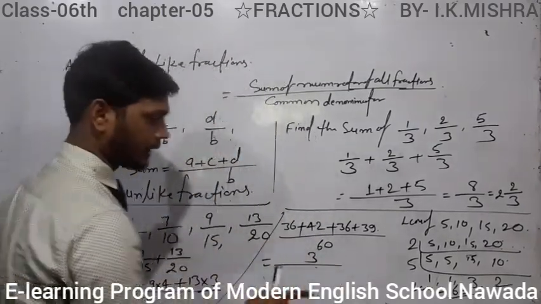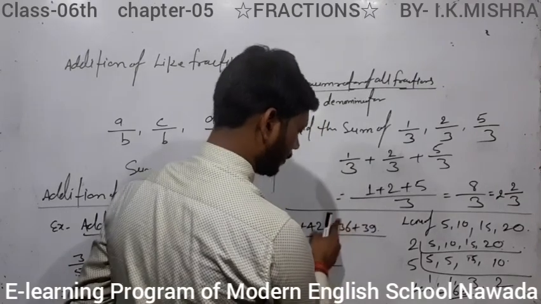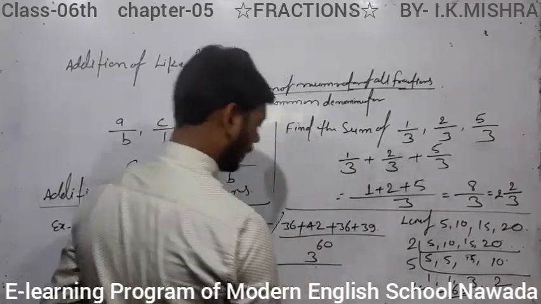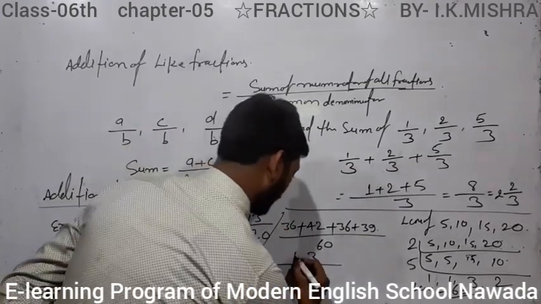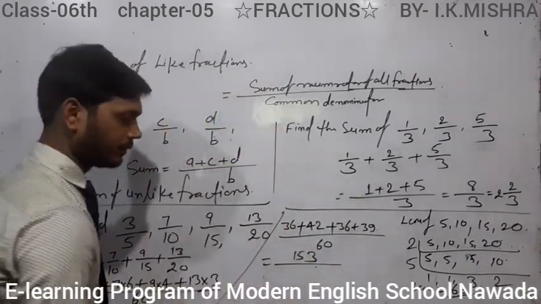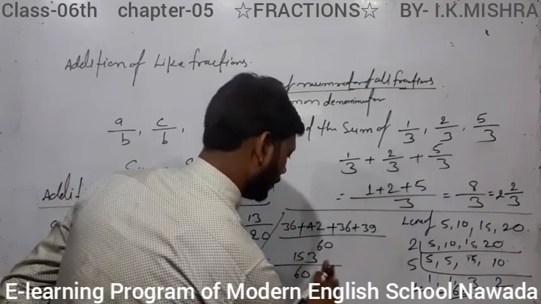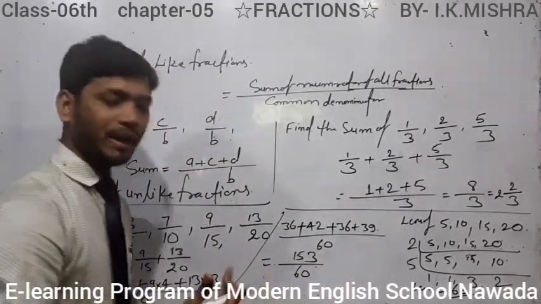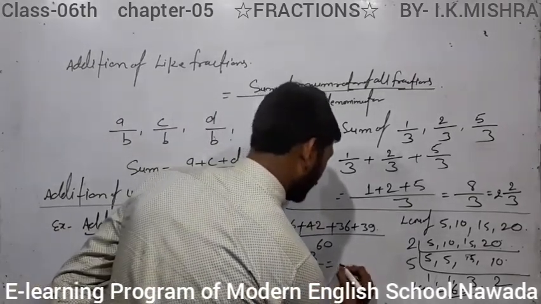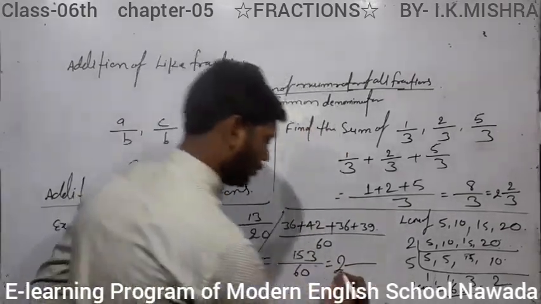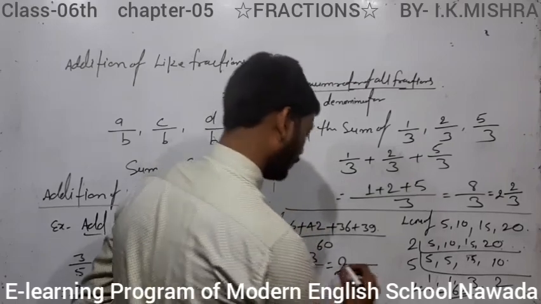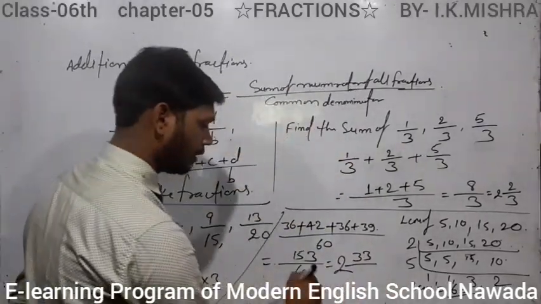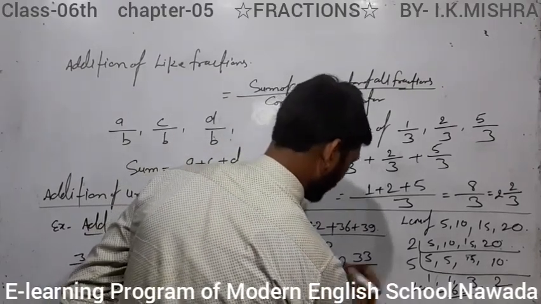3 up carry 2, 5, 3, 8, 8, 4, 12, 12, 3, 15, 153 by 60. Students, it is your answer, but you can change it into a mixed fraction. So you can write 2 whole 33 upon 60.